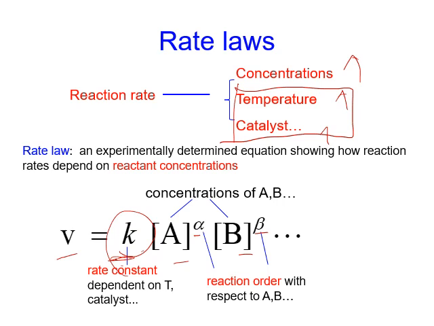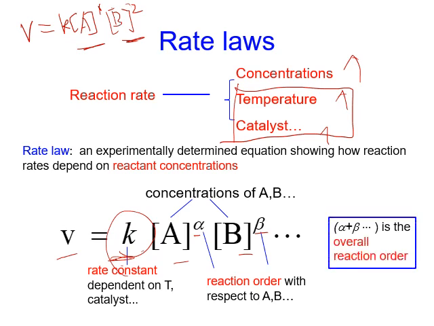For example, if the rate law is V equals K[A] to the first power and [B] to the second power, then we can say this reaction is first order with respect to A, second order with respect to B. What's the overall reaction order? The overall is when you add 1 and 2 together. So alpha and beta added together is called the overall reaction order. In this case, the overall reaction order is 3.